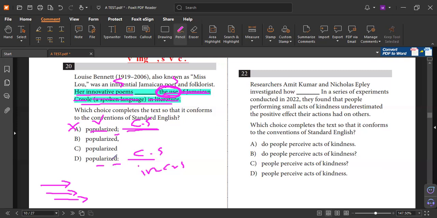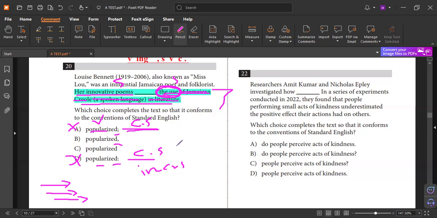Again. Now letter D. For letter D, we don't care about the information after the colon. It can be complete or not. But is the information after the colon an explanation of something before? Is this part telling us how the poems popularized? Why popularized? Is it related to anything before the colon? No. So here, after the colon is not an explanation.